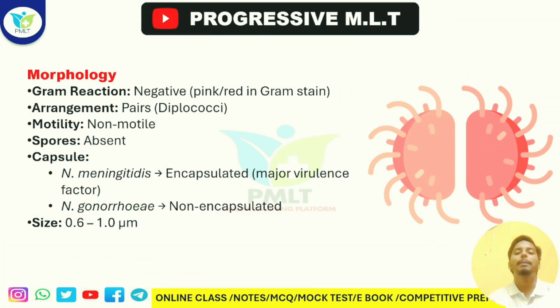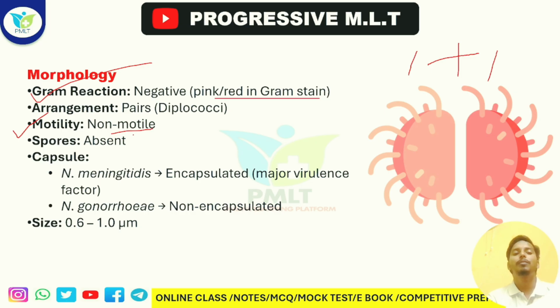After that, I am coming to the morphology section. As I have already told you, Neisseria is a gram negative bacteria. It is pink or red in the gram stain, so it's called gram negative bacteria. Secondly, the arrangement is diplococci. Diplococci means, see here, that is one coccus, that is one coccus. Whenever two cocci are attached, that is called diplococci. Pear shape. After that, they are non-motile, means they do not show any kind of motility.